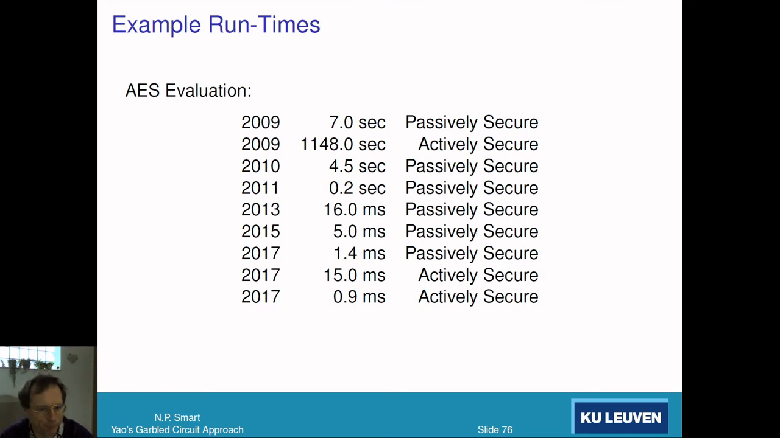This was really slow. And then over time, passive security came down to 4.5 seconds one year later. And then, only 8 years later, we're down to 1.4 milliseconds. If we go on a bit more, we've got actively secure evaluations of the AES circuit being executed in 15 milliseconds or 0.9 milliseconds. These are different because they're using different protocols, different trade-offs, etc. So we really are now able to do actively secure evaluation of AES in milliseconds.